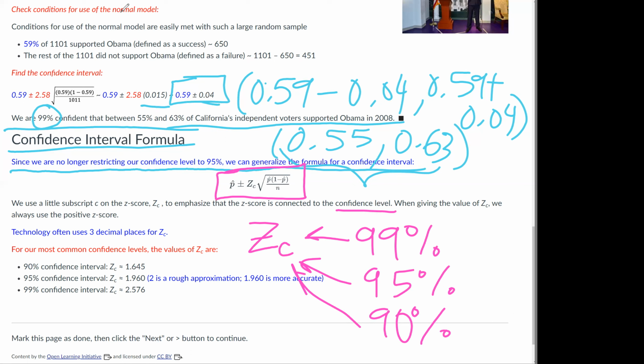Technology often uses 3 decimal places. If we use the negative z-score, it would work fine. It's just that putting a negative in there makes it a little harder. So we might as well use the positive one, but either one would actually work.